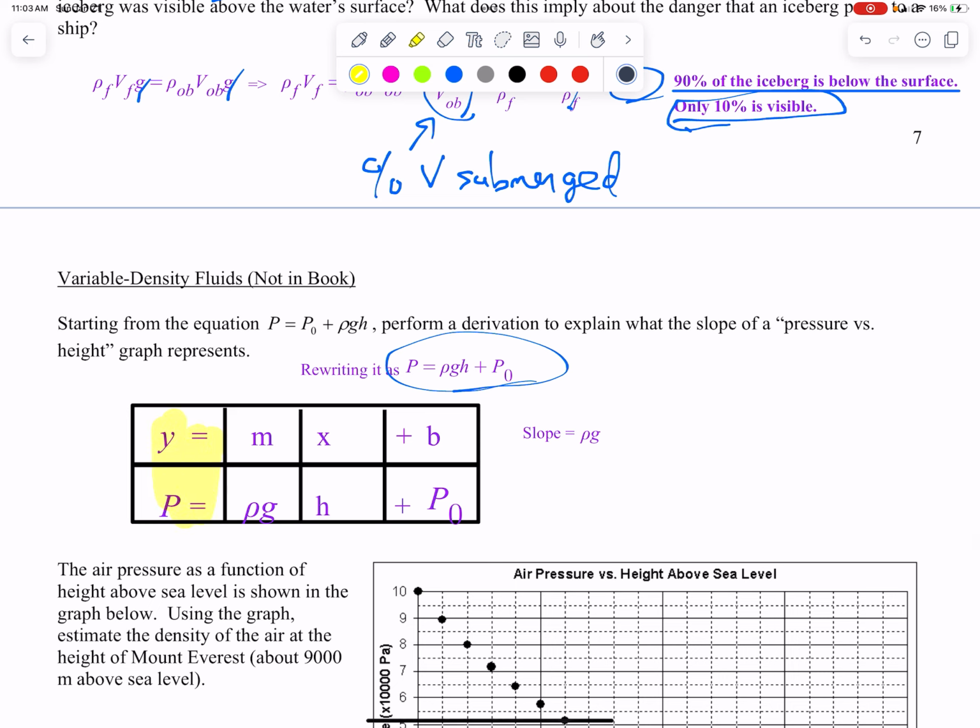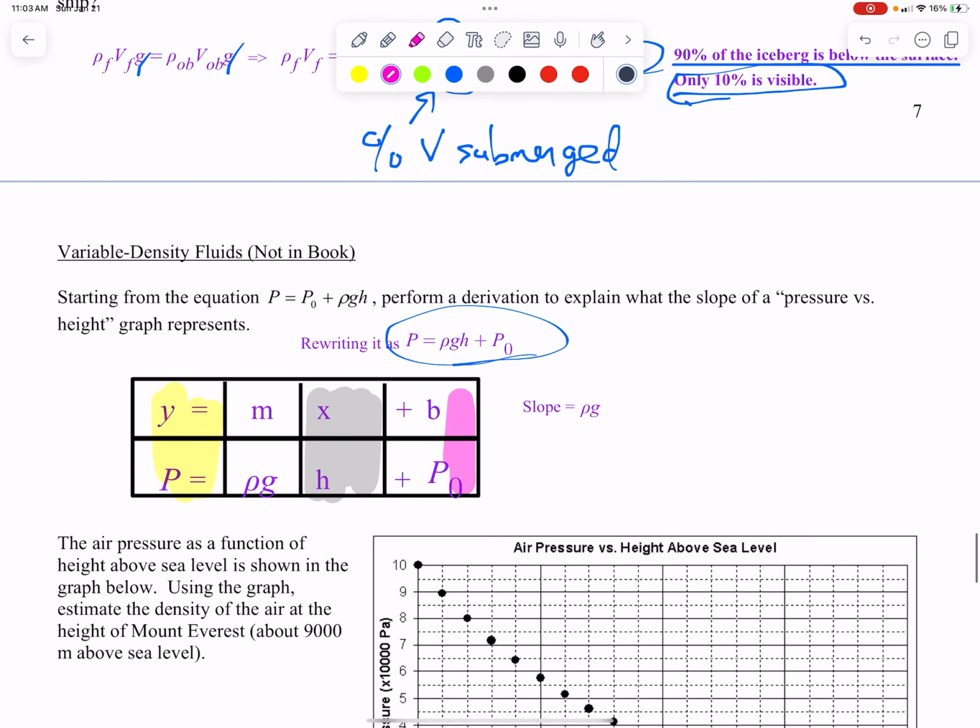pressure on the y-axis, and height, or rather depth, on the x-axis. You can see that the y-intercept is your atmospheric pressure, which tells you that the slope is rho times g, which means if you divide the slope by g, you'll be able to figure out the density of the fluid.